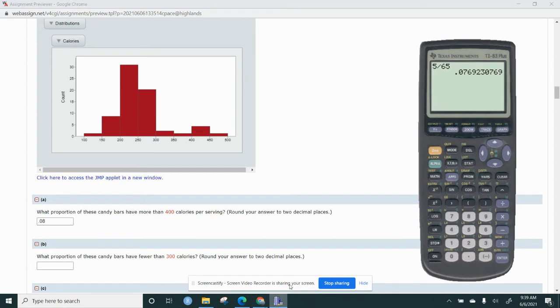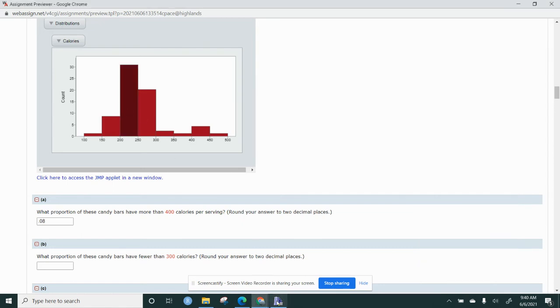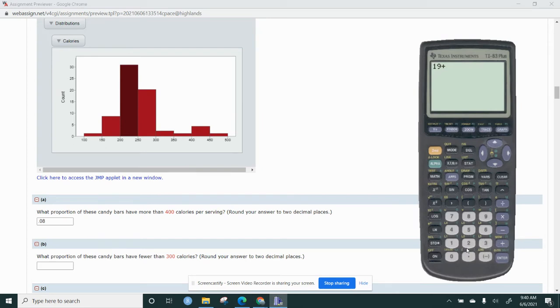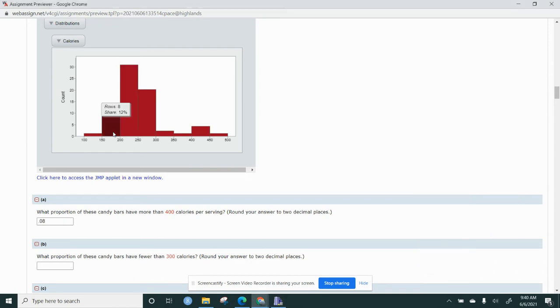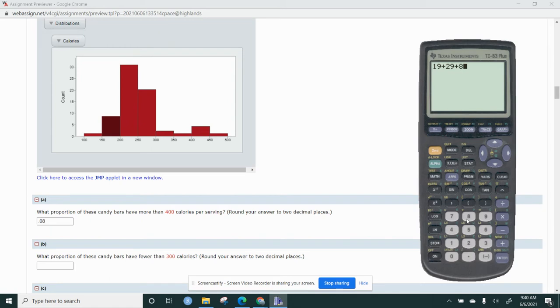Okay. So then the next is fewer than 30. So here's 30, and I want to get everything below it. I'm going to do this as I go. I've got 19 plus 29. And then I'm going to look at the last one, plus 8 and 1. So I'm going to put those both in. 8 plus 1. So I hit enter, which is 57 candy bars.